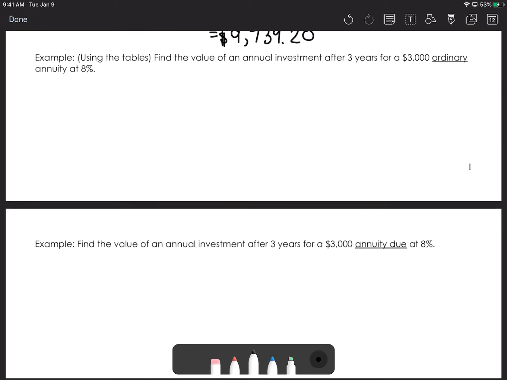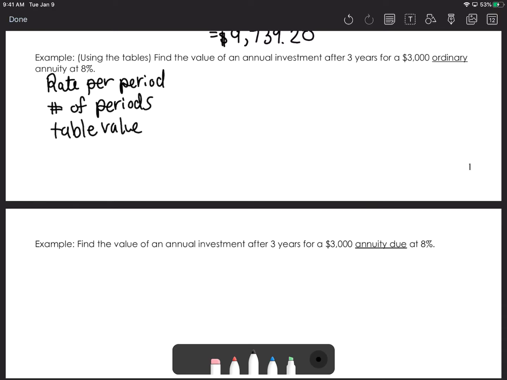Now, to use the tables to do it more quickly, we're going to do the same thing we did before. We're going to find the rate per period. We are going to find the number of periods. And we're going to find the table value. And once we find the table value, we're going to multiply the payment by the table value, or the table factor, and that will give us the accumulated balance at the end of the time frame.